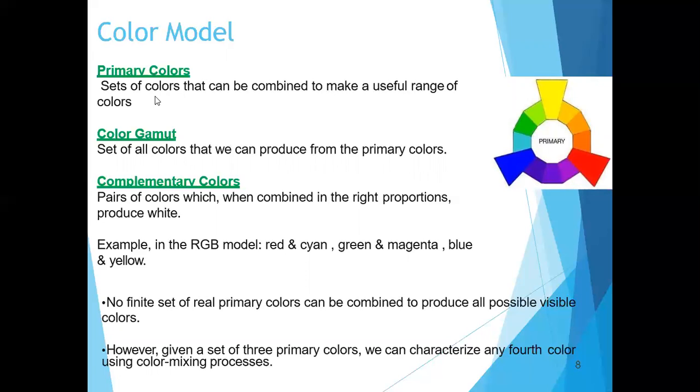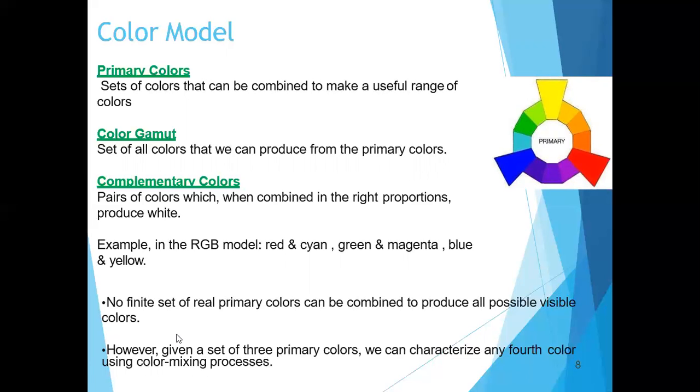Primary colors are the basic colors, red, green and blue, which are used to produce a range of colors. The colors produced from the primary colors are called the color gamut, the set of all colors that we can produce from the primary colors. Complementary colors are those pairs which, when mixed, give a white color as the resultant output. So no finite set of real primary colors can be combined to produce all possible visible colors.